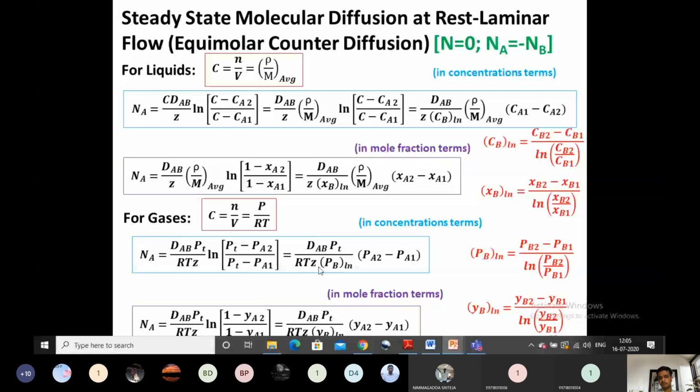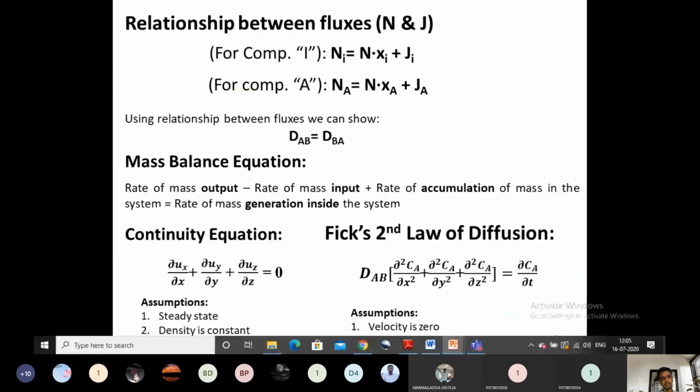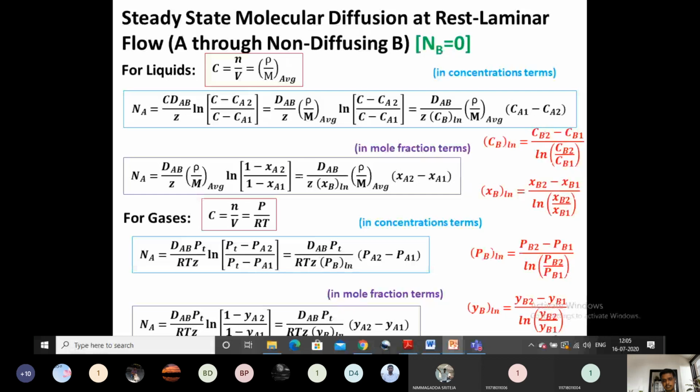I will show how simply we can derive these equations. Up to now we have covered this portion, so the only left out term is part B. There are three parts in this unit 1. The first part is the definitions.